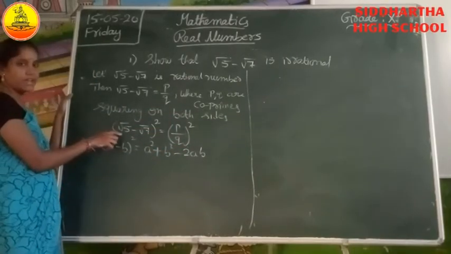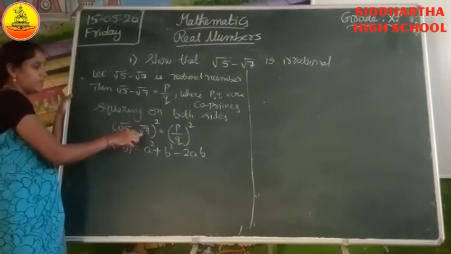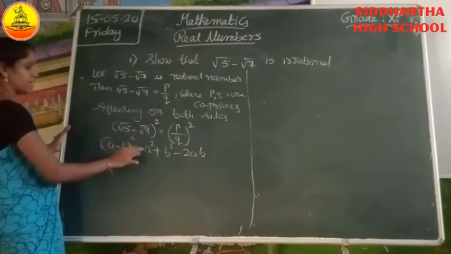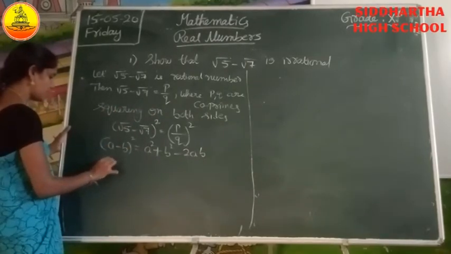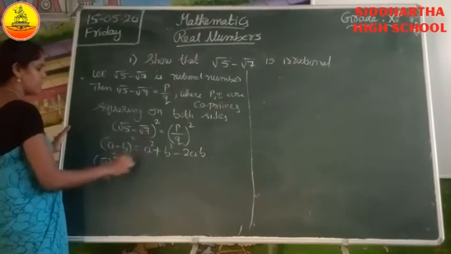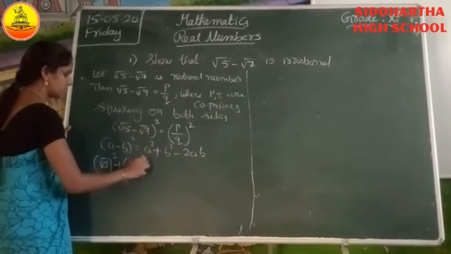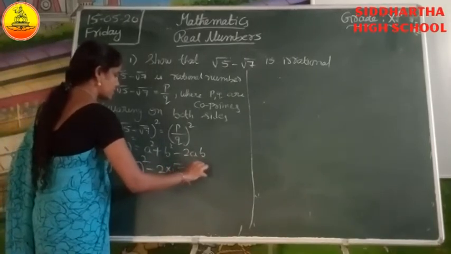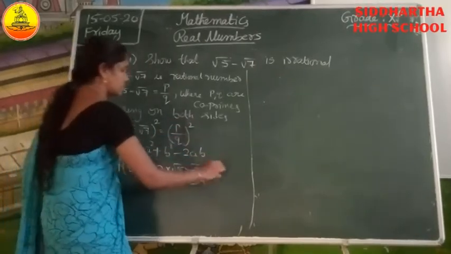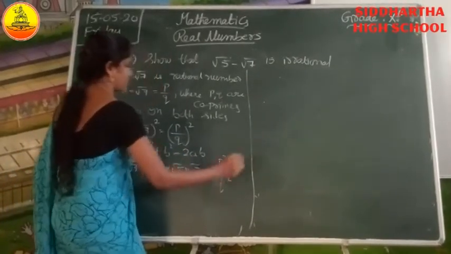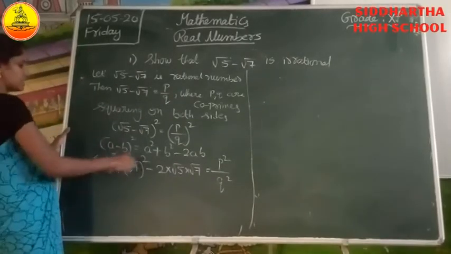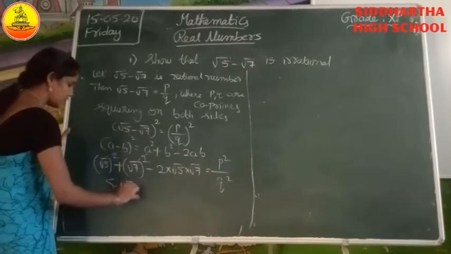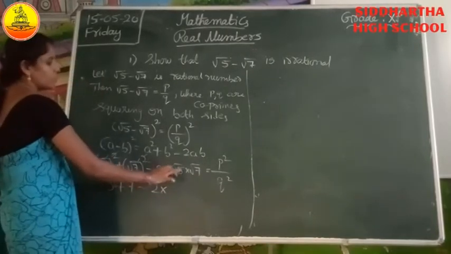Now what is the value of a? a value is root 5. b value is root 7. So apply the formula a minus b whole square. a square, root 5 square, plus b value root 7 square, minus 2 into root 5 into root 7 is equal to p by q whole square, p square by q square. Now square and root will cancel. 5 is left, 7 is left, minus 2 into root 5 into root 7.